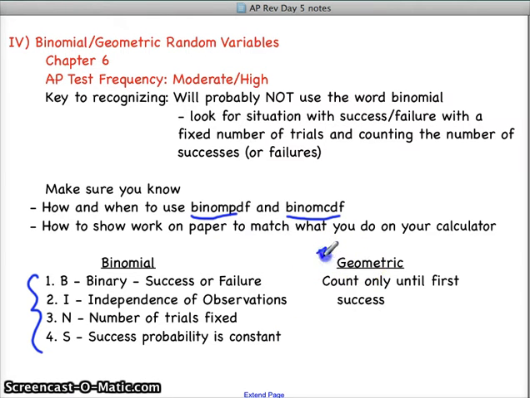Geometric is different. Geometric is when there's no set number of trials. You're just going to keep going until you get a first success. Otherwise it looks like binomial, but there's just no set number of trials.